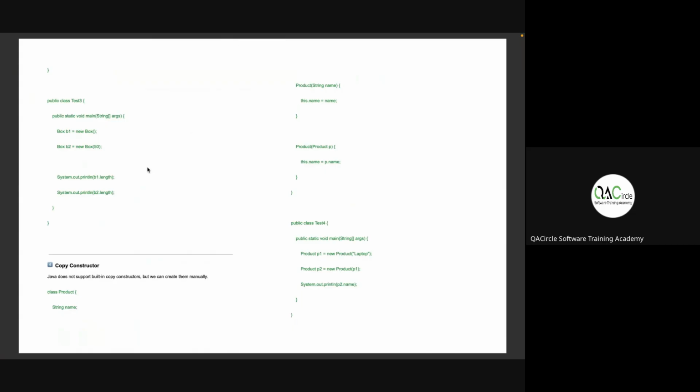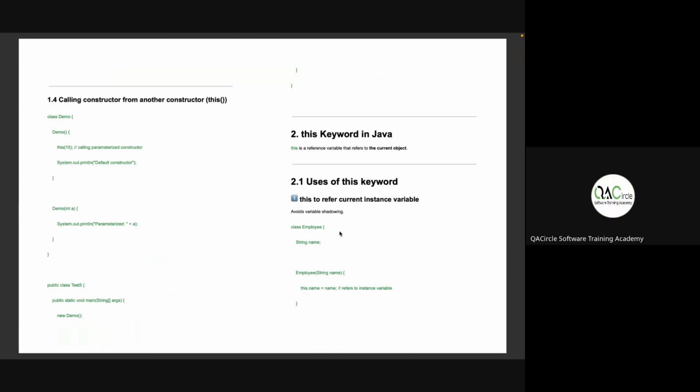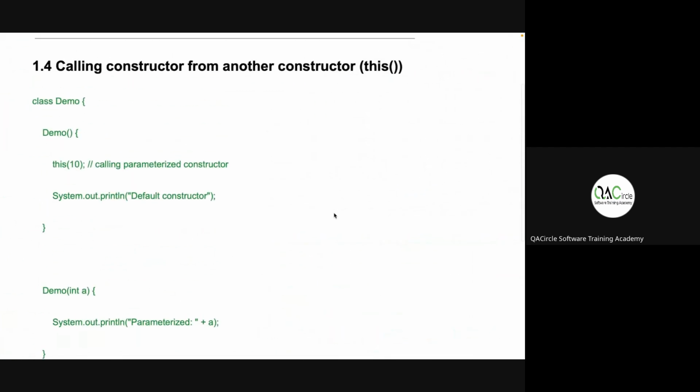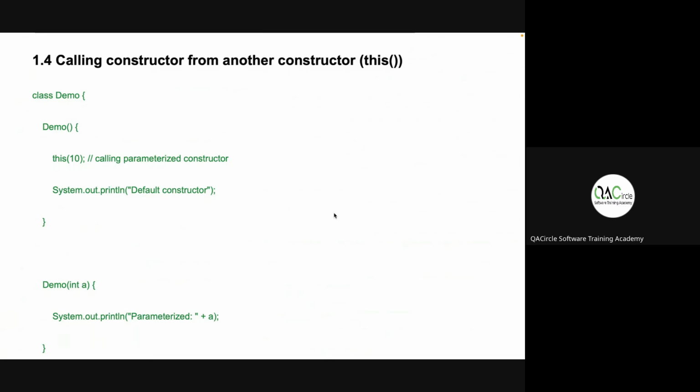So the copy constructor we have taken till this point. Test 4. Now add this, calling a constructor from another constructor using this, right? We just write it down.